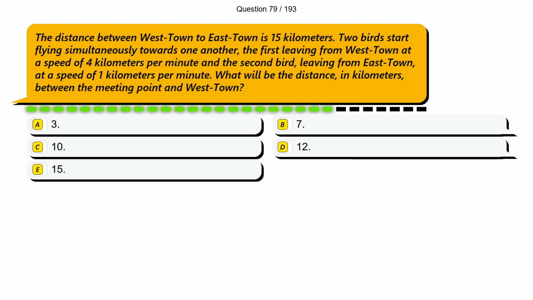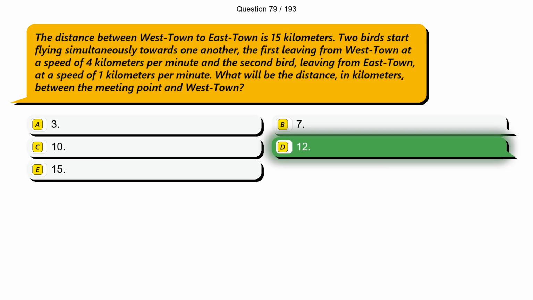Question 79. The distance between West Town and East Town is 15 kilometers. 2 birds start flying simultaneously towards one another, the first leaving from West Town at a speed of 4 kilometers per minute and the second bird, leaving from East Town, at a speed of 1 kilometer per minute. What will be the distance, in kilometers, between the meeting point and West Town? Option A, 3. Option B, 7. Option C, 10. Option D, 12. Option E, 15.